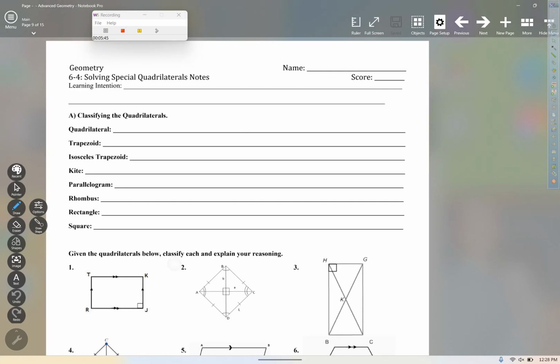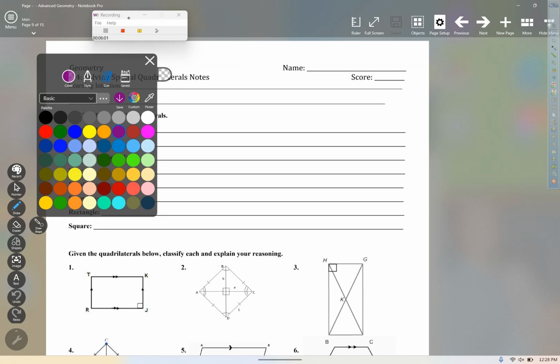6-4, we're heading to our notes. 6-4, solving special quadrilaterals notes. So we're putting everything together from kite, trapezoid, isosceles trapezoid, all the way down to rhombus, rectangle, square, and even a parallelogram. So we're doing all of them today.